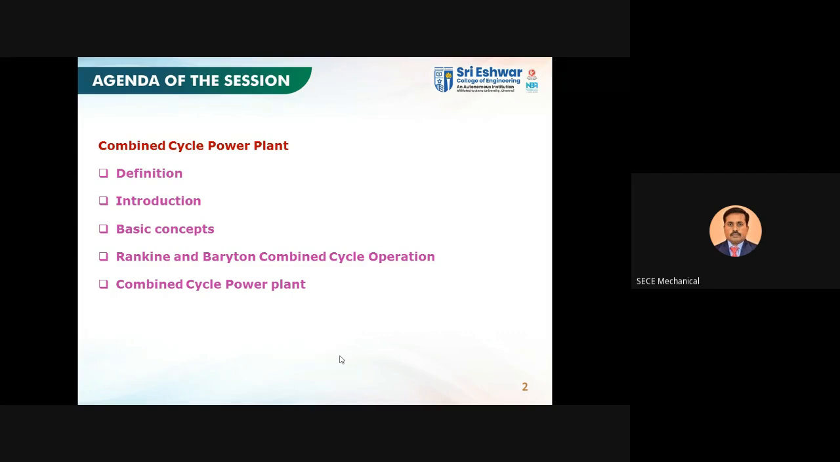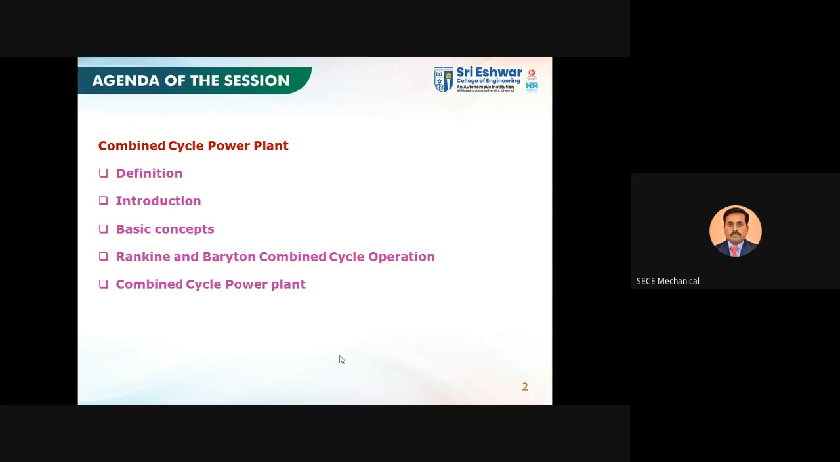So today we are going to discuss what happens when these two cycles are combined, and how the power is produced. That is nothing but the combined cycle. A combined cycle is nothing but a combination of two cycles. In the power plant we discussed two different cycles, Rankine and Brayton. Both are combined together, and with the help of that we can produce power. That is called a combined cycle. So that definition and an introduction to the combined cycle power plant we are going to discuss.